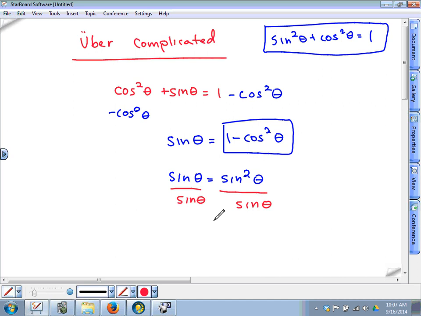I want to talk about this. You can't do this. This can't be done. I know it seems tempting, because if it's sine squared and you divide by sine, that gets rid of one of the signs, right? And then over here you just have a 1. So it seems like a fantastic idea. Why doesn't it work?